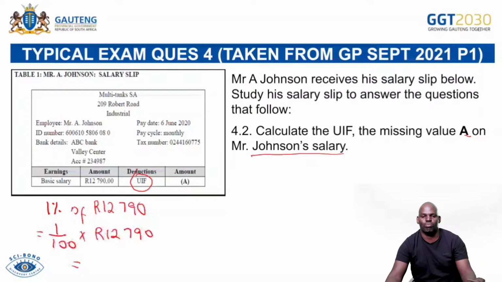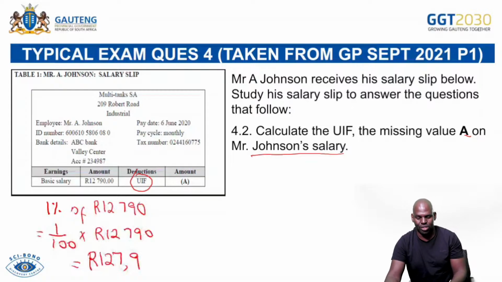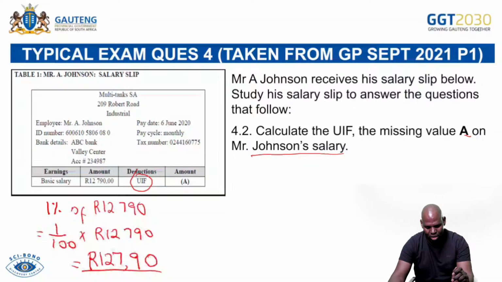So just to be sure about our answers, let us always use a calculator. 1 divided by 100 multiplied by 12,790. On my calculator, I get 127,9. But because we know that the value of money should be written with 2 decimal digits, 127 rand and 90 cents. So this is 1%. 1% is the same as 1 over 100 multiplied by 12,790. And that is the answer for number 4.2.